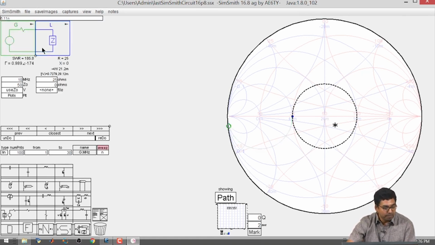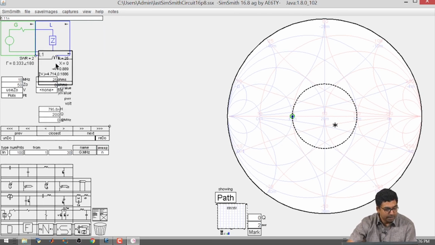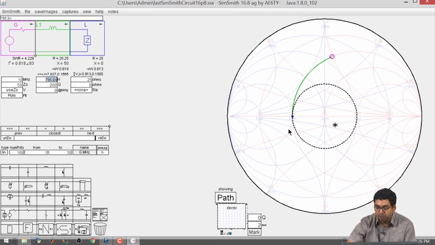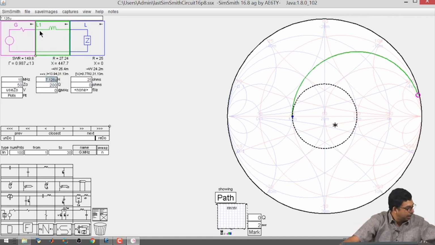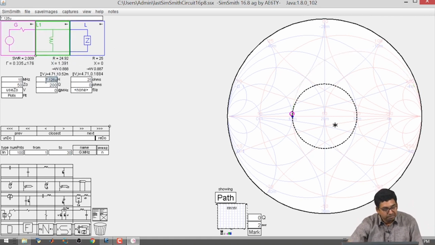So, we can also see what the inductor does. A series inductor will move the point to the top half plane. As you keep increasing the inductance value, it will go towards the right hand side, as seen by the generator. And if you make this a parallel inductor, you can go to the left hand side.